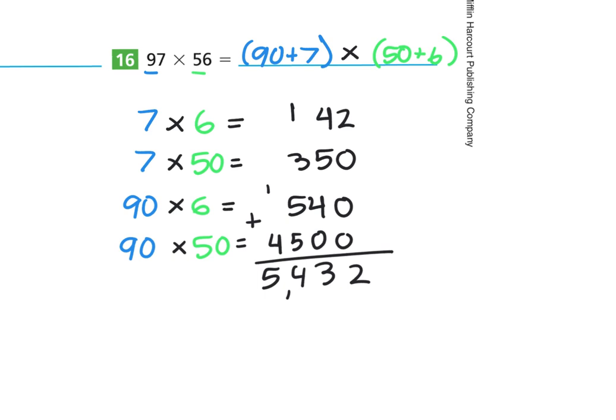And if I look up at my original problem, 97, really close to 100. So if we think of it as 100 times 56, that is going to be 5,600 as our reasonable answer. So I think 5,432 is pretty reasonable.